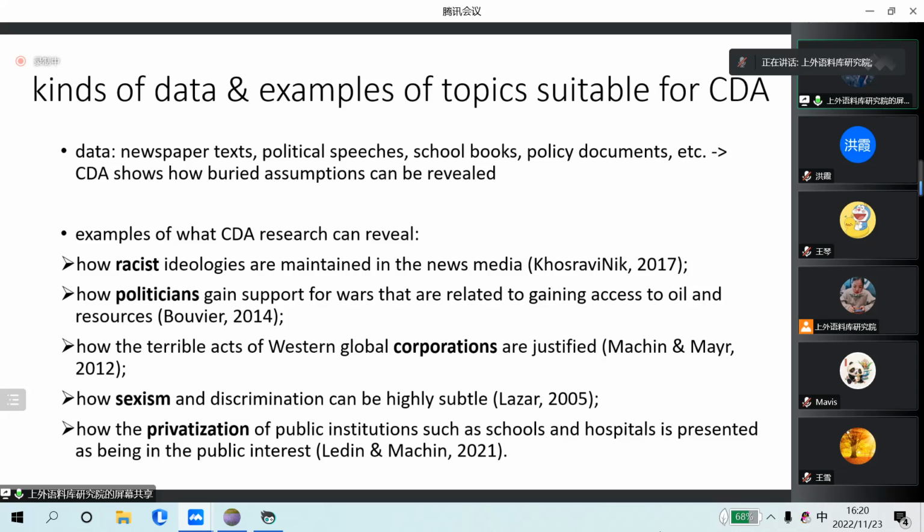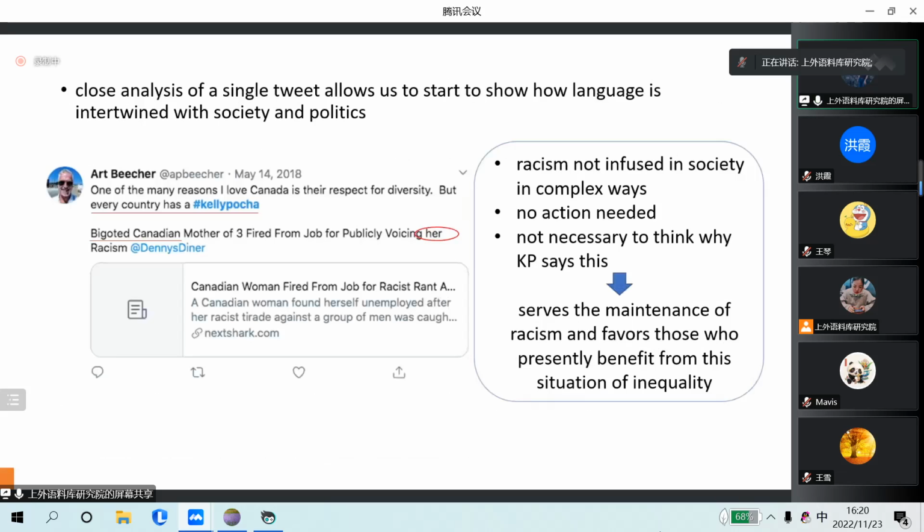It's a close analysis of a single tweet. It allows us to show the language between society and politics. We see that there's an assumption, and the assumption is that racism is not infused in society in complex ways. So that means if it's just this one type, if every country has a Karipoka, Pocha, it's just her, and we can just say, oh, well, we are good. Because it's only one woman, we don't have to do anything. We don't have to interrogate ourselves or our society because she's just a racist type. She's a bigoted Canadian mother.